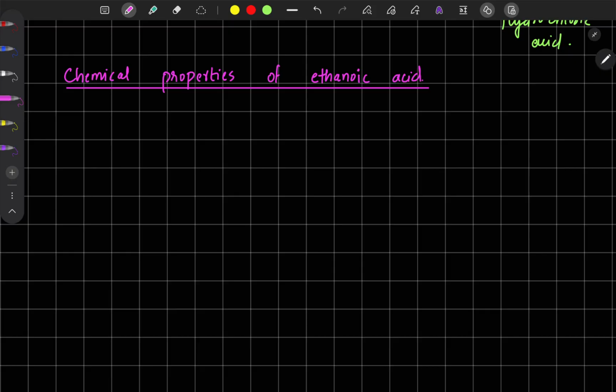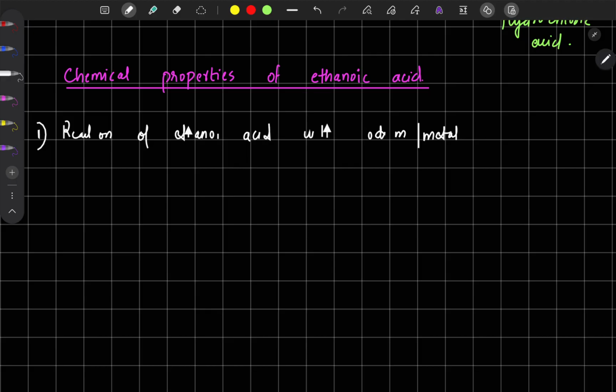So now let us look at the chemical properties of ethanoic acid. Chemical properties means the reactions. Here we will study four types of reactions undergone by ethanoic acid. So the very first one is the reaction of ethanoic acid with sodium or metal.